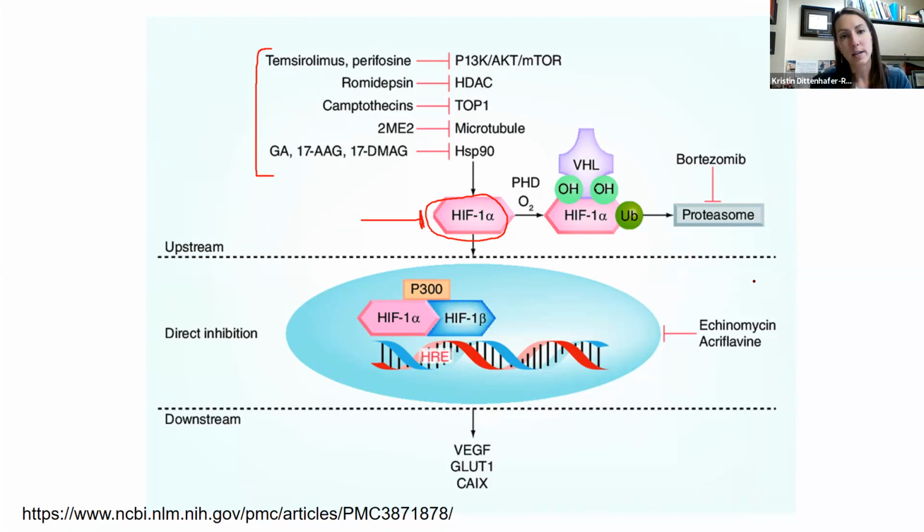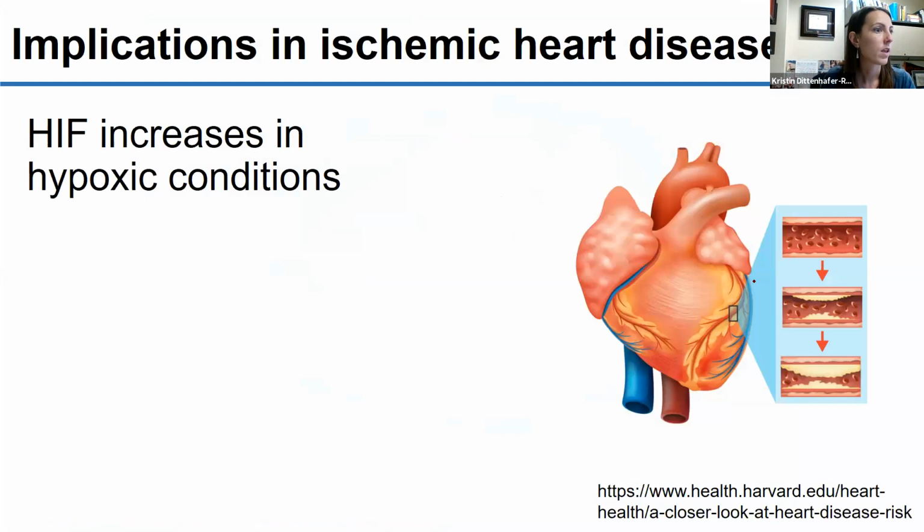So again, here in cancer is a context where we want HIF to actually go away. The last example that I'll tell is about ischemic heart disease. So in ischemic heart disease, your arteries are slowly narrowing. And so this leads to less red blood cell transport, which therefore is less oxygen transport. So in this case, we have hypoxic conditions.